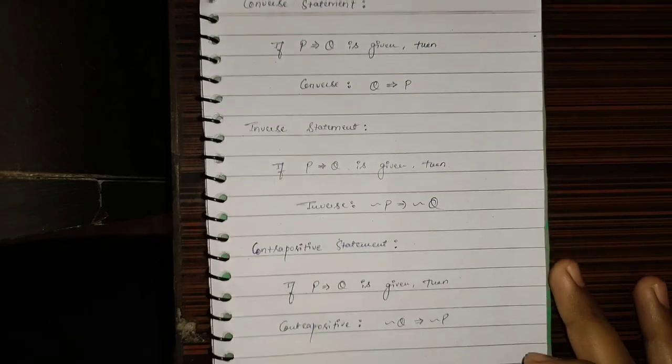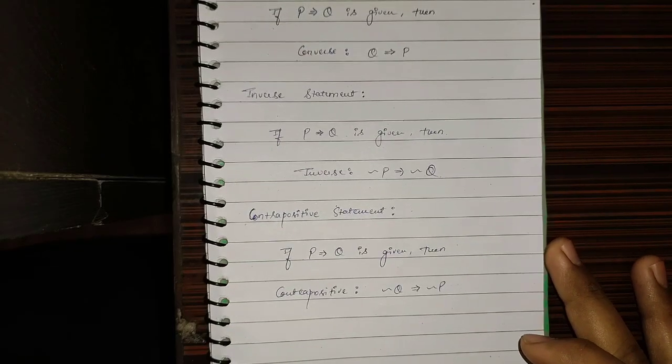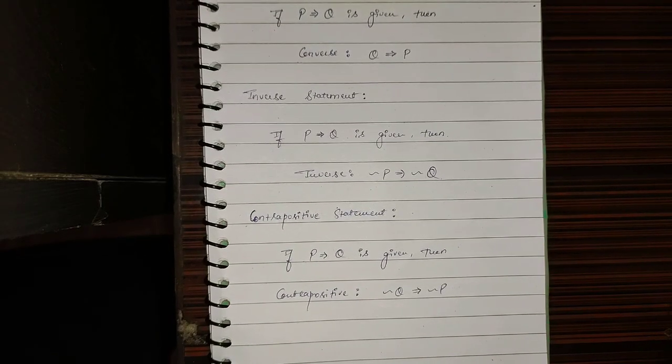Now the inverse statement: when P implies Q is given, the inverse of the statement is when we negate both the hypothesis and the conclusion.